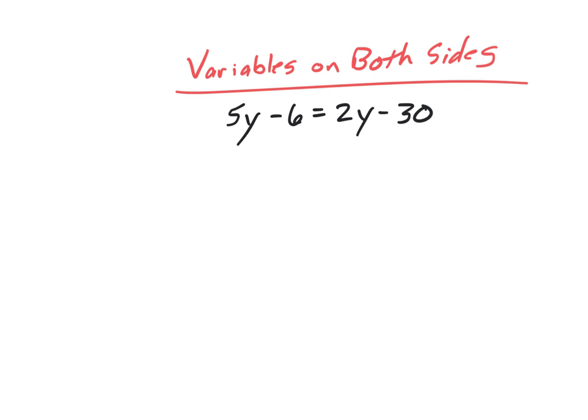Our goal is to get y by itself. We've got a y on the left and a y on the right. What I would probably do here, and there's more than one way to go about solving this. Which y would be better to move? The 2y, right? Because it's a positive 2y, we're going to subtract it. That keeps my y's positive.